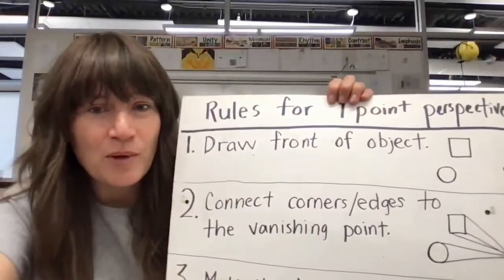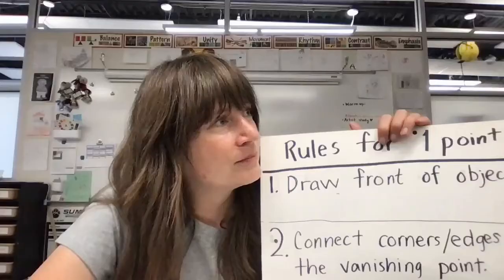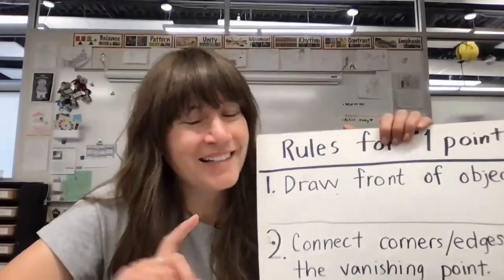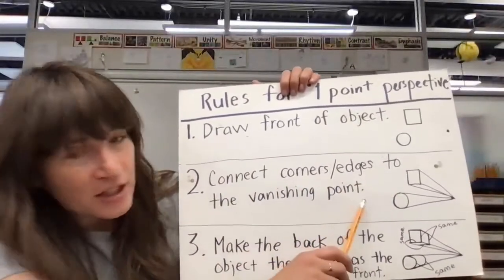So we just finished step 1. I want you to pause the video and make 2 small rectangles to represent the feet. Next, we're going to go to step 2, which is to connect the corners or edges to the vanishing point.